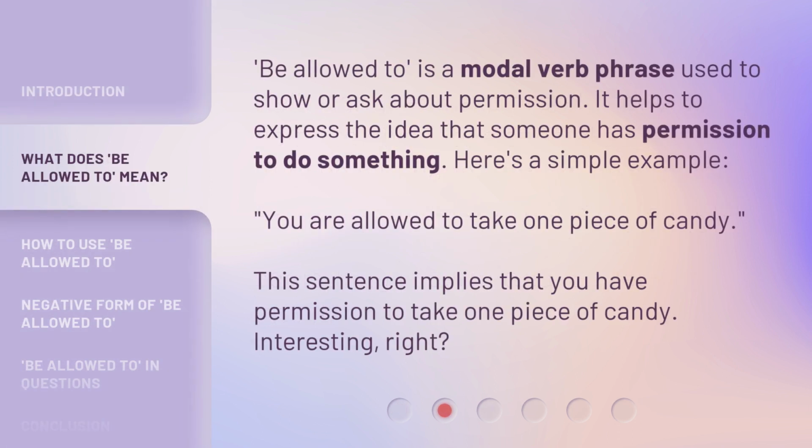Be allowed to is a modal verb phrase used to show or ask about permission. It helps to express the idea that someone has permission to do something. Here's a simple example. You are allowed to take one piece of candy. This sentence implies that you have permission to take one piece of candy. Interesting, right?